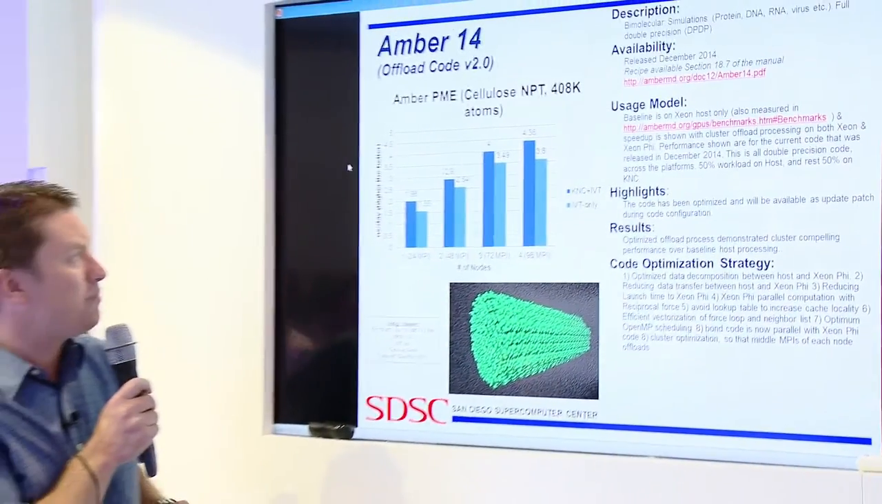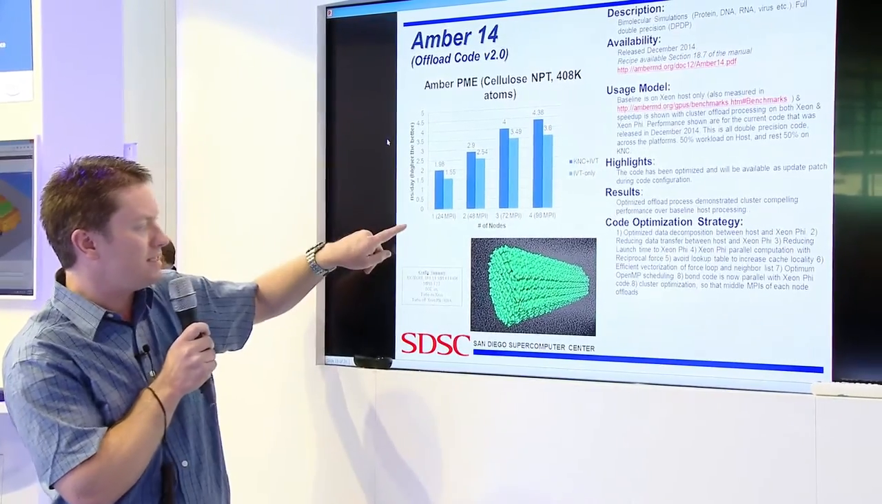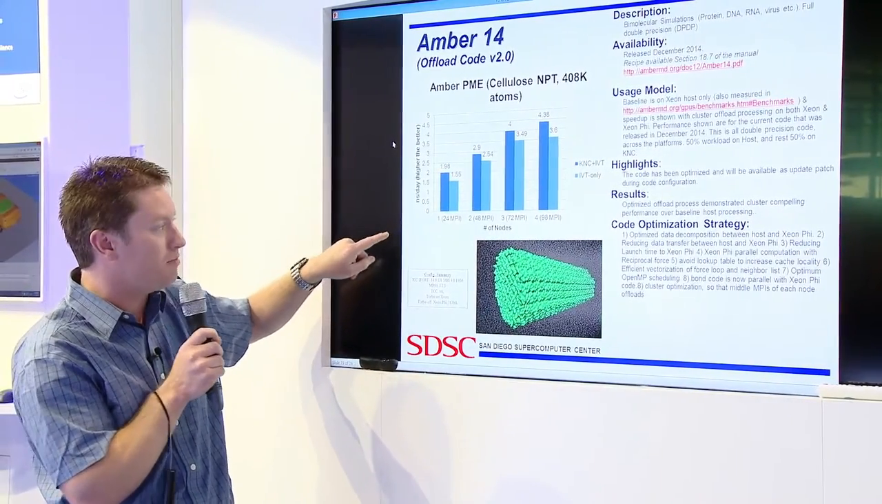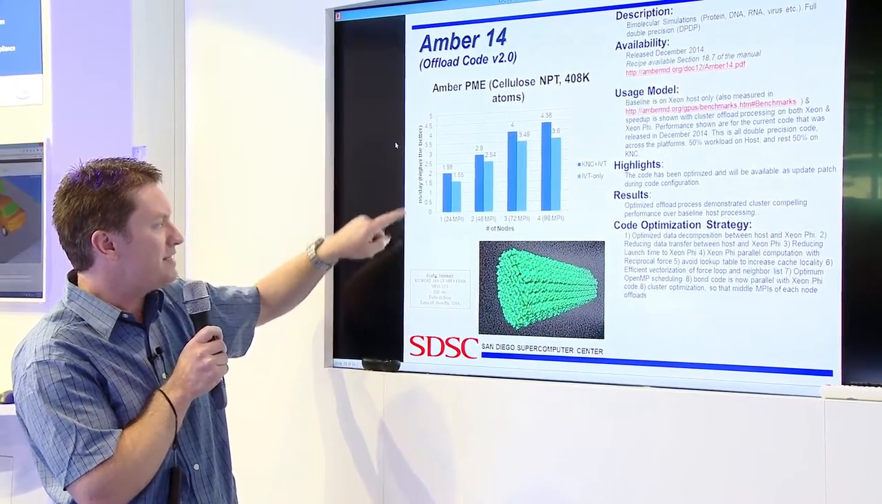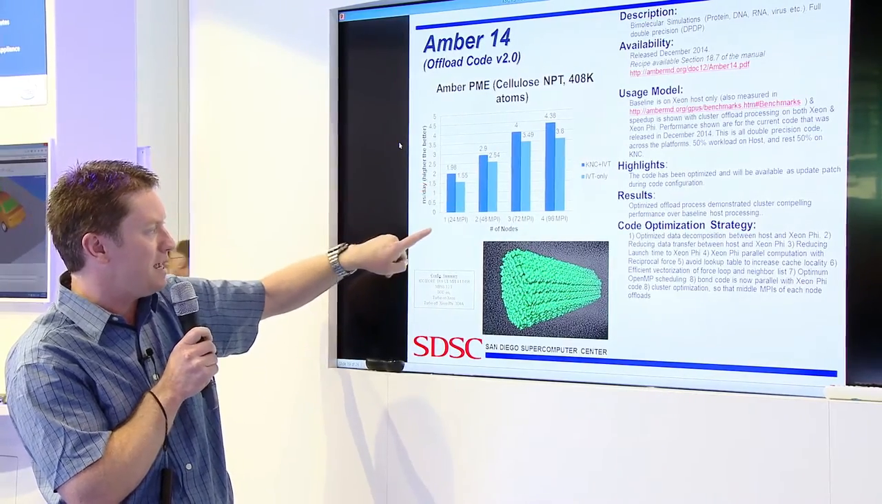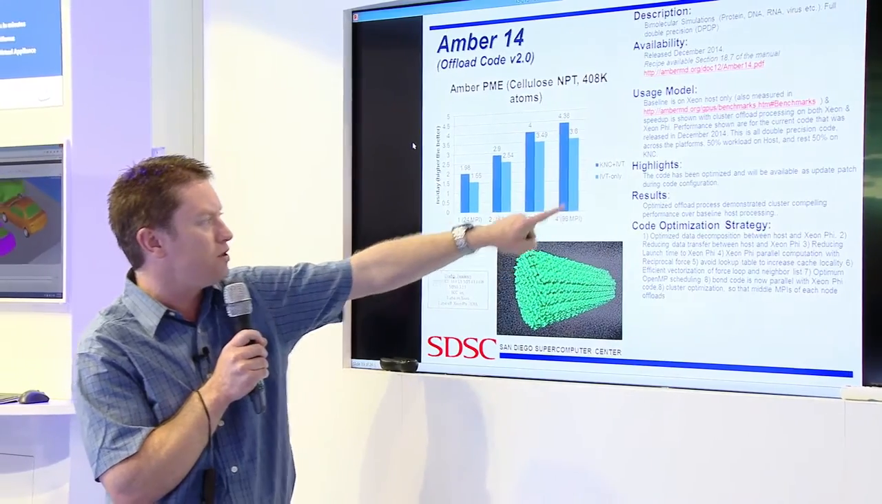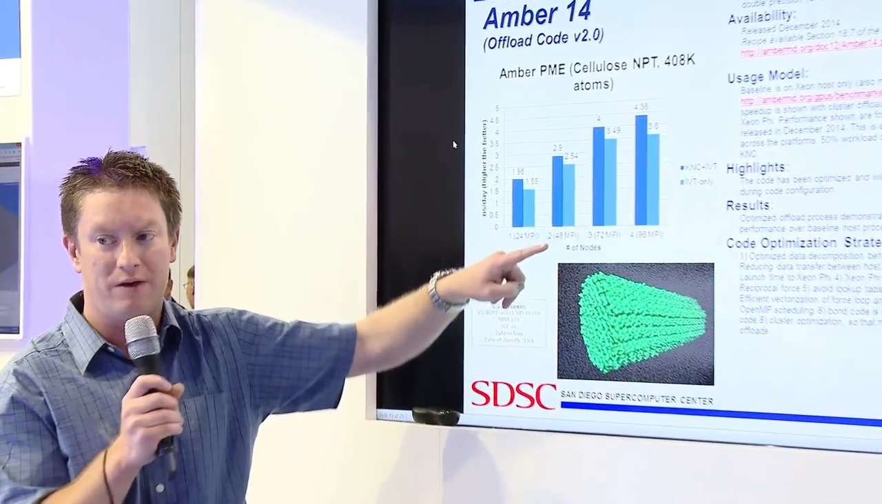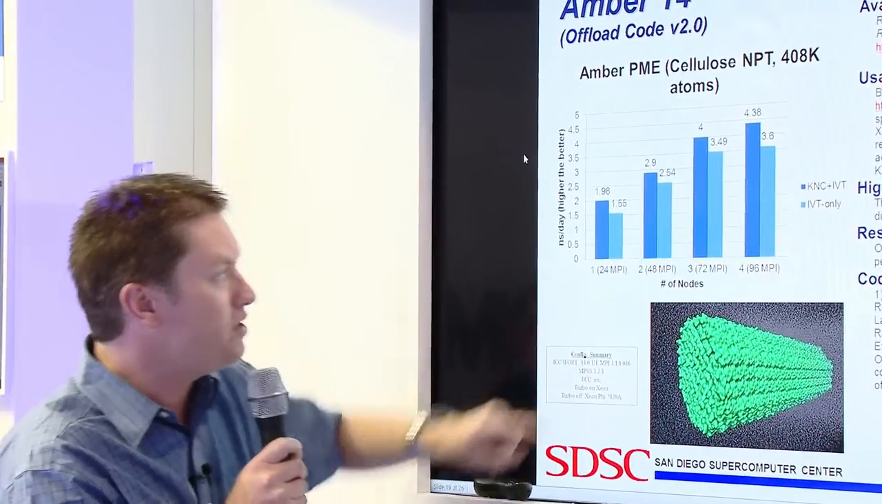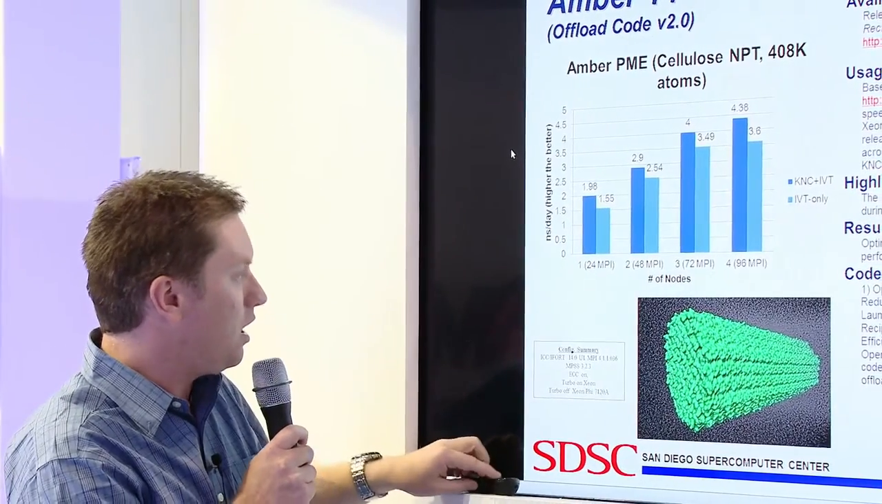And then we have separate code, which works. This is just to show it works on multiple nodes right now. So this is the performance in nanoseconds per day for the cellulose benchmark on one node, two nodes, three and four nodes, with and without a Xeon Phi in each one of those nodes, right? So we do get acceleration right now.